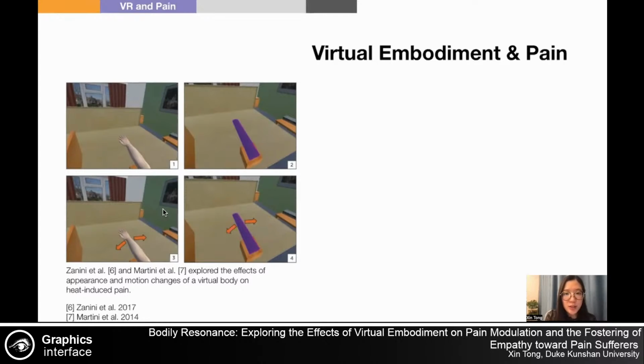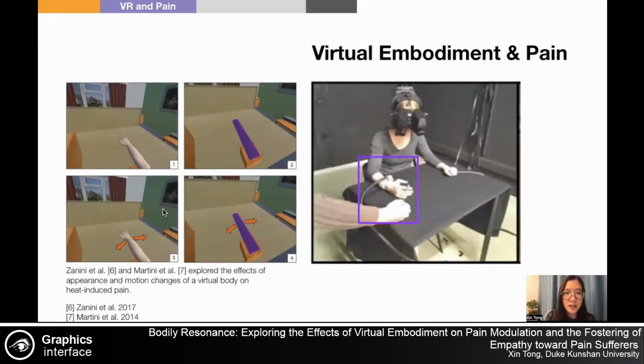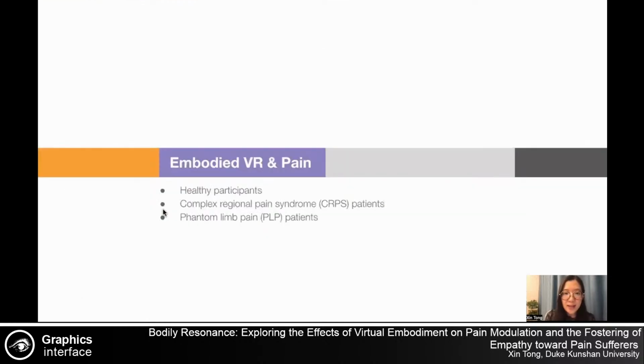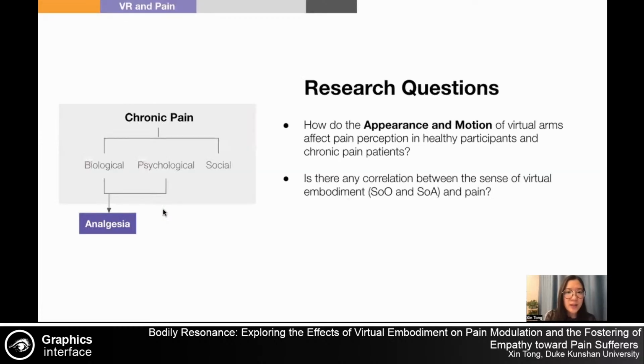However, most studies primarily evaluated the effect of ownership on pain. Agency, another critical component of embodiment, has not been adequately studied. More importantly, most of the studies were conducted with healthy people under induced pain, and few looked at chronic pain. So I conducted 3 studies with 3 different populations. My specific research question is, how do varying appearance and motion conditions of virtual arms affect pain?